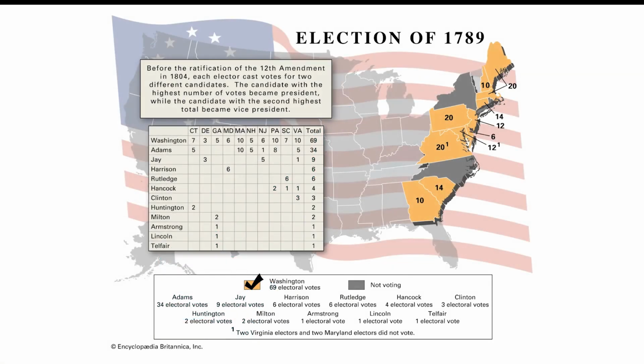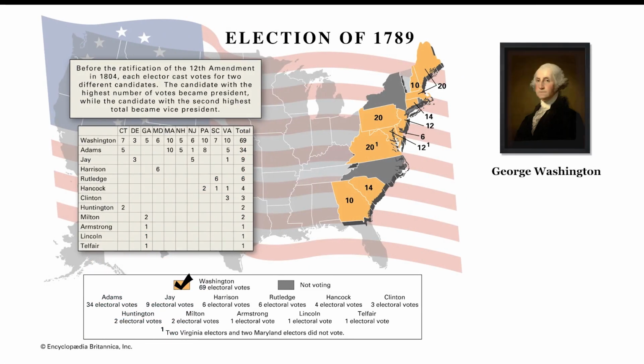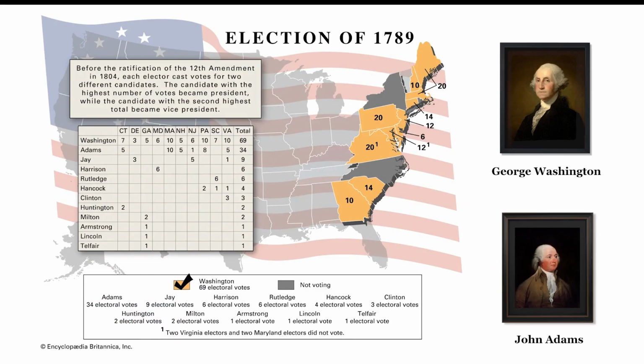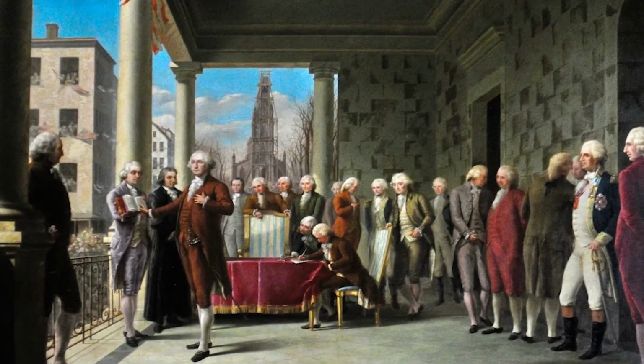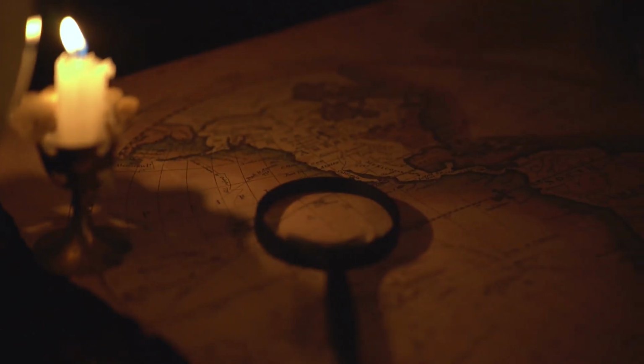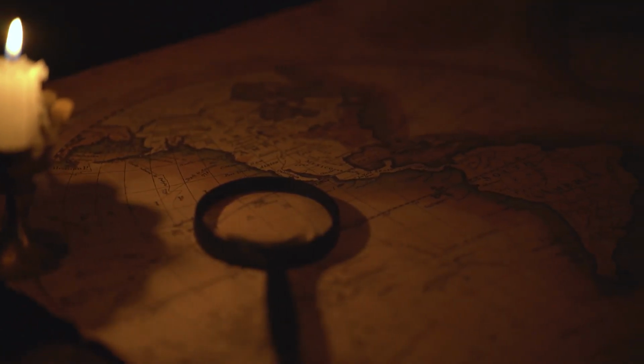In this historic moment, George Washington secured all 69 electoral votes available, while John Adams became vice president with 34 votes. The simplicity of this first election masks the complexity of what was to come. By 1796, American politics had already begun to transform.